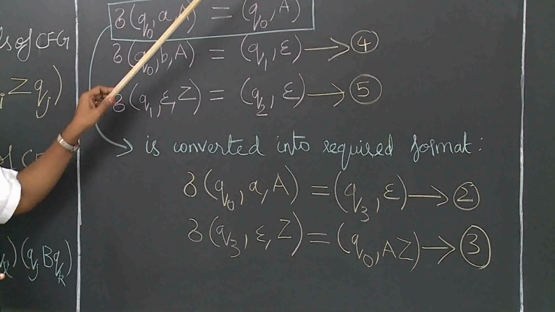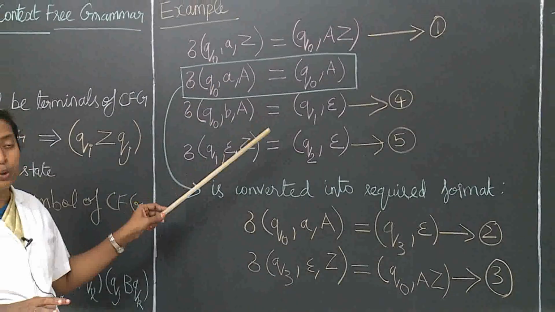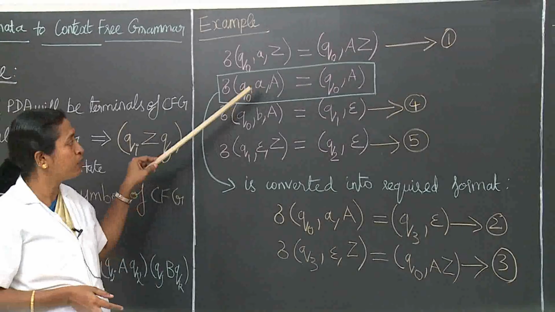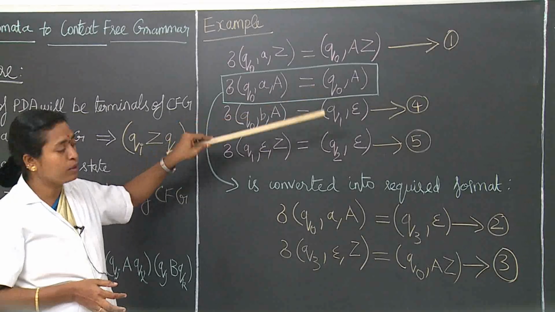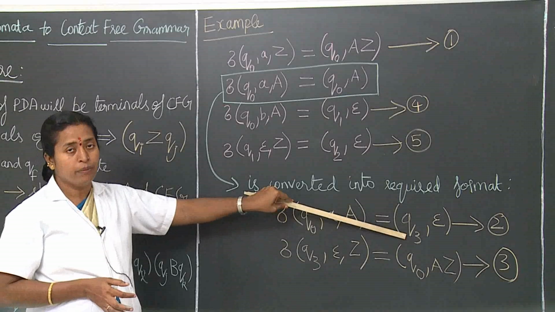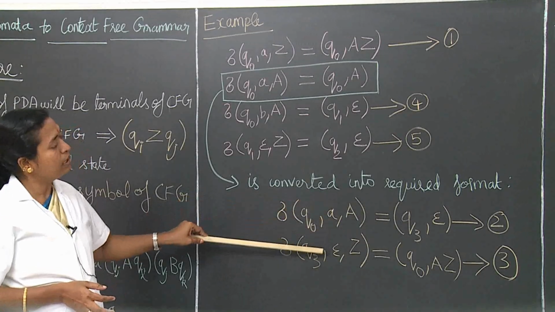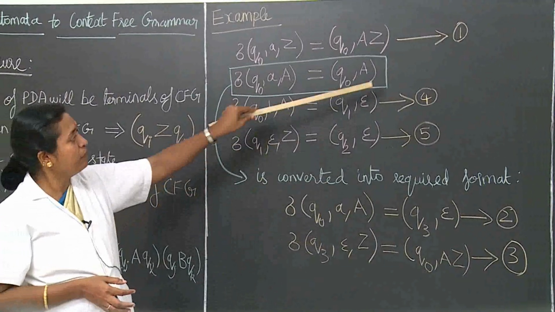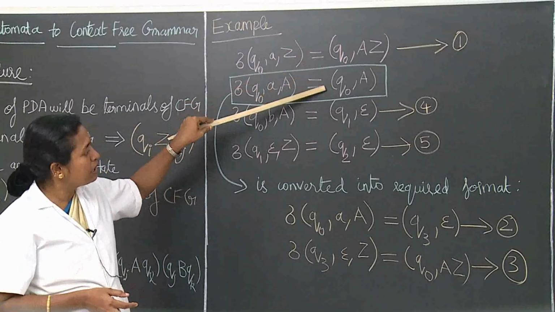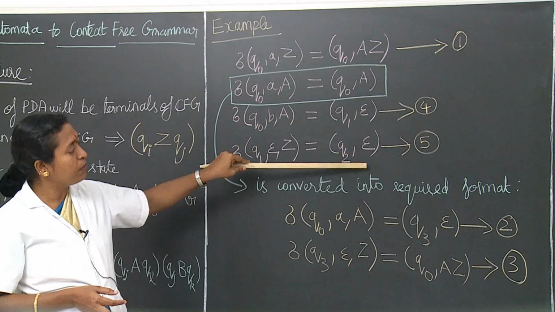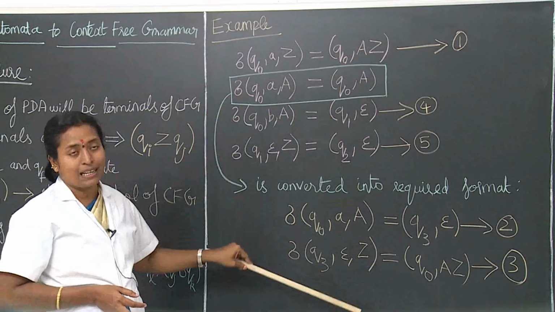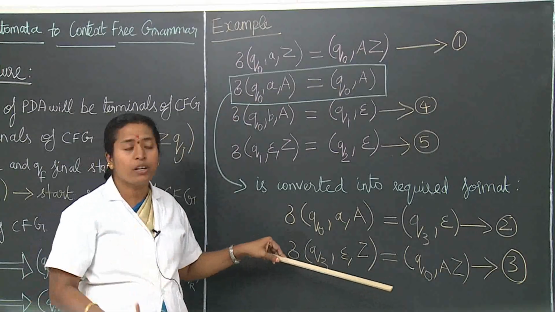So already we have Q0, Q1, Q2. Q2 will be the final state of this PDA, push-down automata. For just splitting this, we are introducing this dummy state Q3. Okay, it is clear. Now the transitions will be: this is split into 2, 1, 3, next this will be the 4, next this will be the 5. Now we can see how these transitions are converted into corresponding productions.